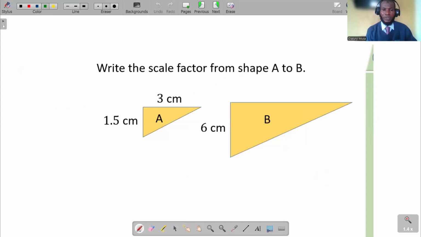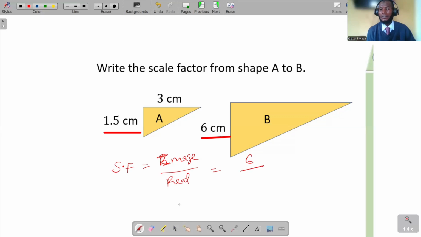Here is another question. Write the scale factor from shape A to shape B. The corresponding size here is 1.5 centimeters. It corresponds to 6 centimeters here. To apply the rule, we know that scale factor equals the image over the real object, and the image here is 6 centimeters.